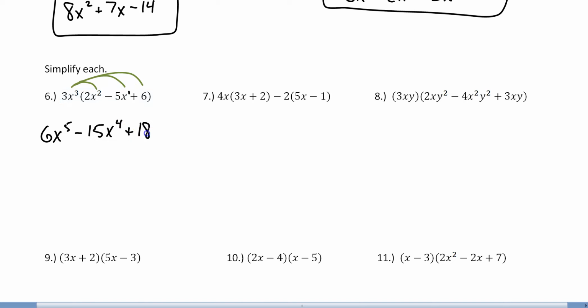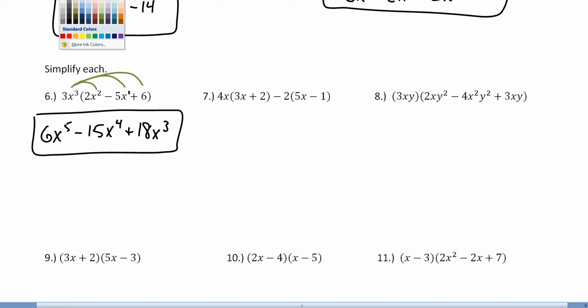Here I multiply. That's an 18x cubed. There's no exponents to add to it, so it stays the way it is. All right. Here, same thing. I'm going to use my distributive property. I just have to do it twice. Here, I distribute the 4x.